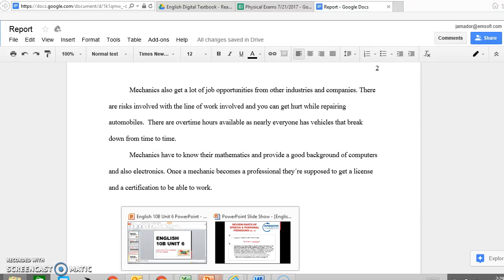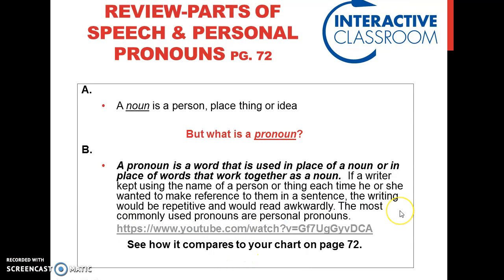Okay, close current tab. Alrighty, so let's jump back to the PowerPoint here. And if you followed along on your page 72, you'll notice that his columns were set up a little bit differently, but the information was the same regarding the first person. Singular, we refer to ourselves as I, me, my, or mine, and plural, we, us, our, and ours, and so forth.